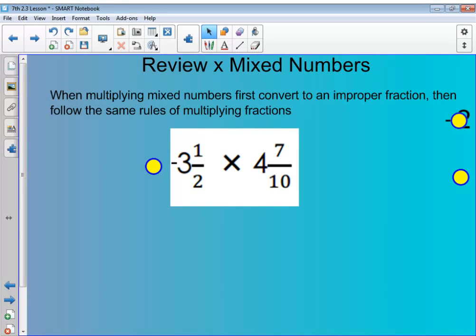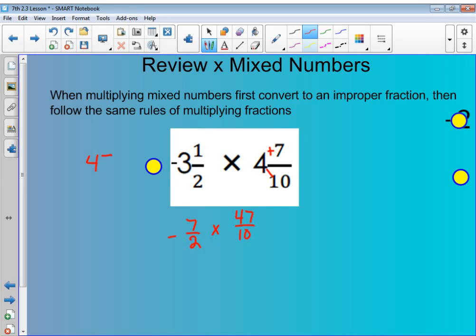Okay, so when you go through to work this one out, let's go ahead and do these. I've got a negative, and then we've got 2 times 3 is 6, plus 1 would be 7 over 2, times 10 times 4 is 40, plus 7 is 47 over 10. Okay, so now I don't see any cross canceling, so I'm going to go ahead and multiply these out. So if you want to use your calculator to help with that multiplication, you can do that. But I'll go ahead and do this longhand.